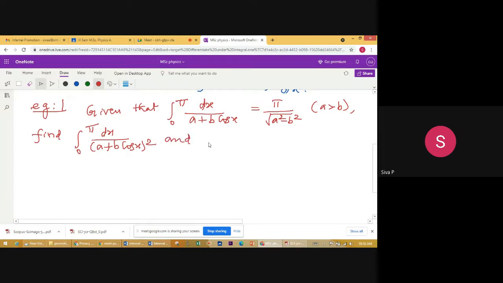and the integral over 0 to pi of cos x dx divided by a plus b cos x whole square. The two values you have to find. Write the solution for this.